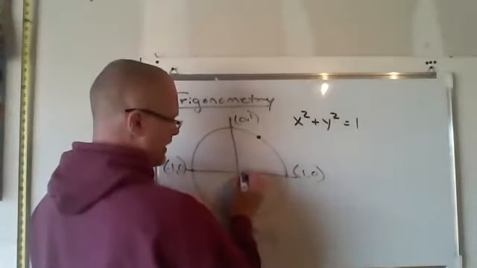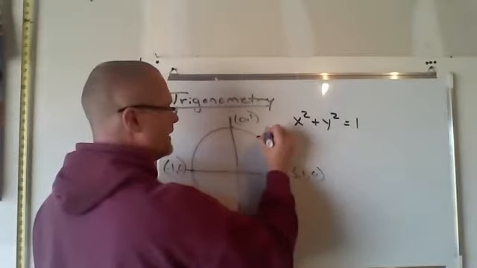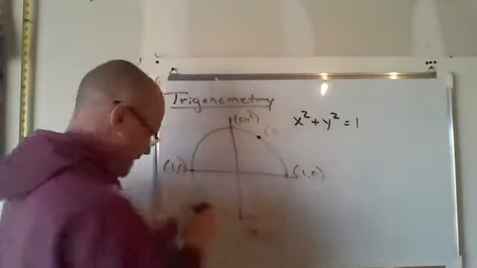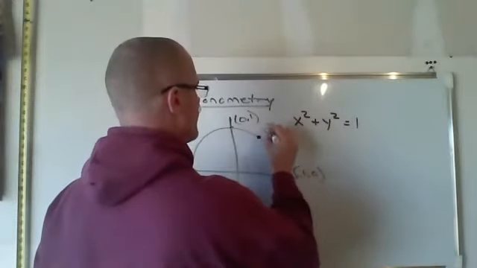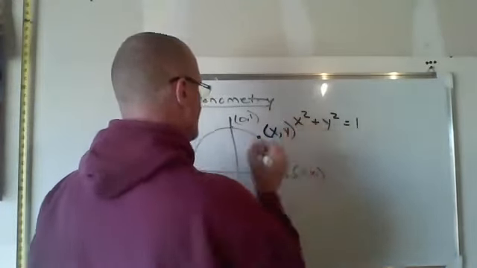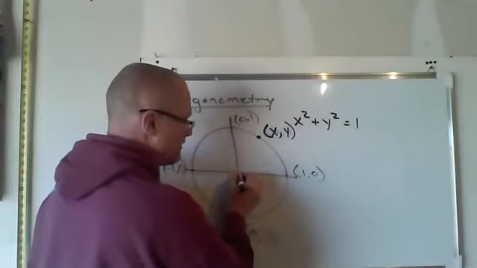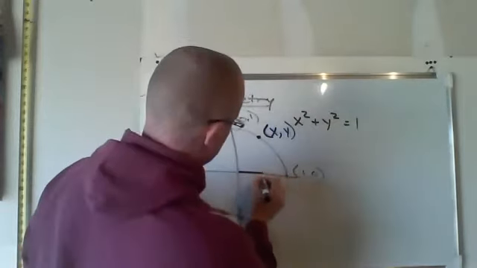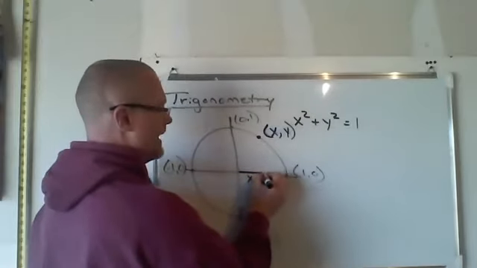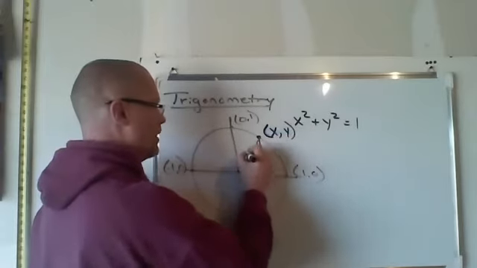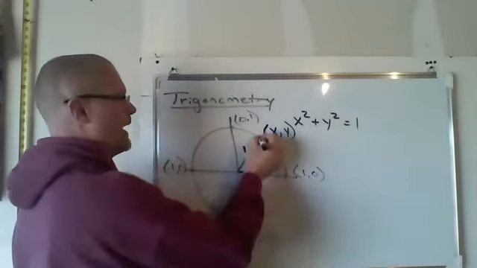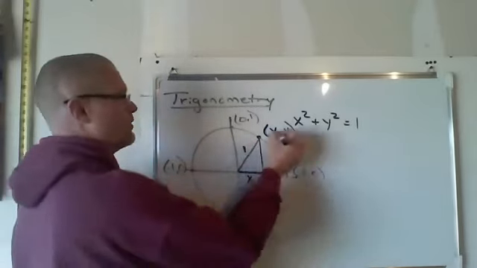So the x coordinate of this point, x comma y. If we go to this x, y here, then to get to this point I have to travel out x units, and then as soon as I get directly below the point, I have to travel up y units. And I know that the radius of the circle is 1. So that's where we get our x squared plus y squared equals 1, from the Pythagorean theorem.